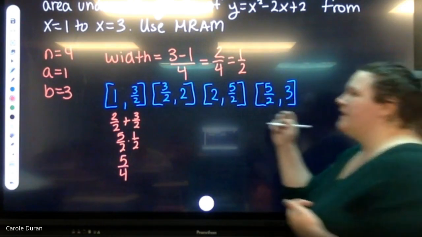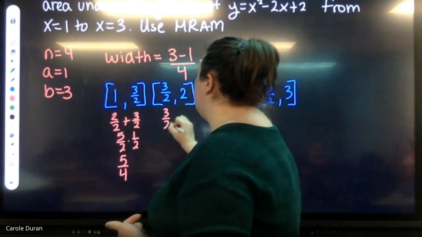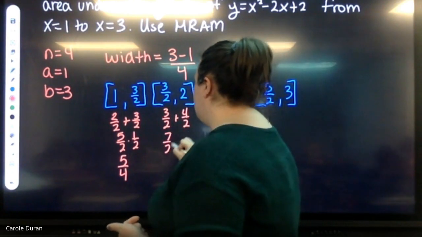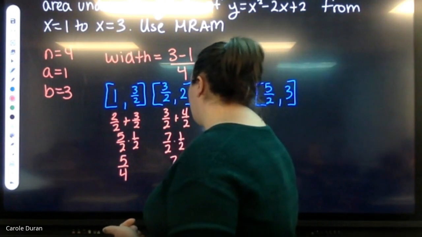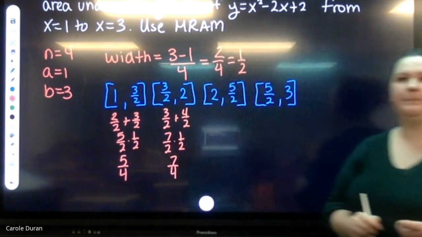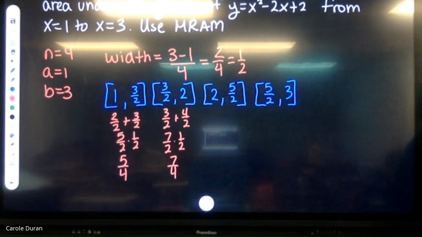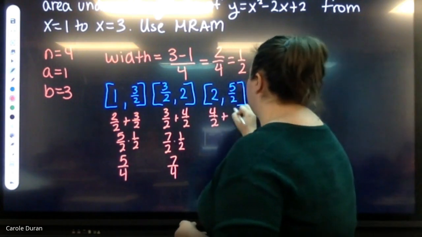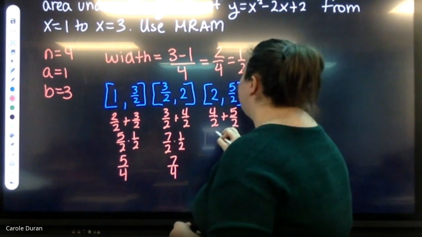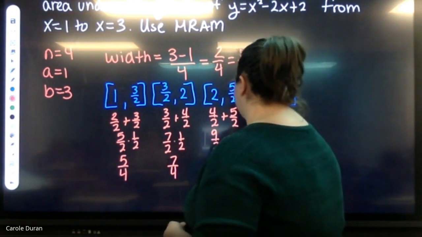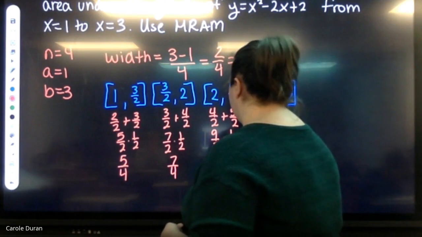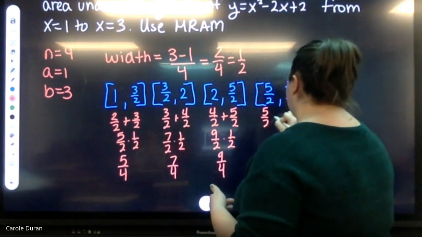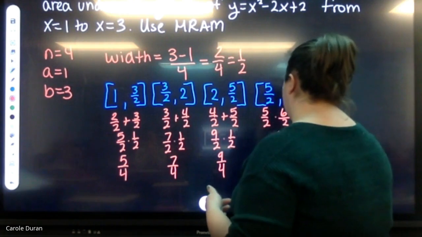I do the same thing on the next one. So I have 3 over 2 plus 4 over 2 is 7 over 2, times 1/2 is 7 over 4. And then I just keep going. Is it going to be 9 over 4? Yes, it is. If you figure out the pattern, you can absolutely just go ahead and write it down. I like to write it though in case there are any questions later.